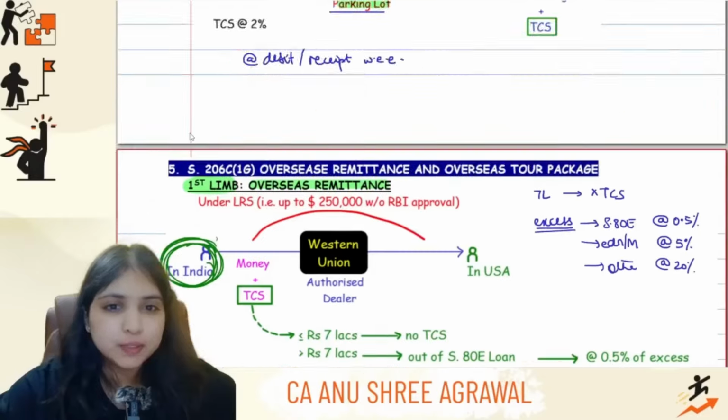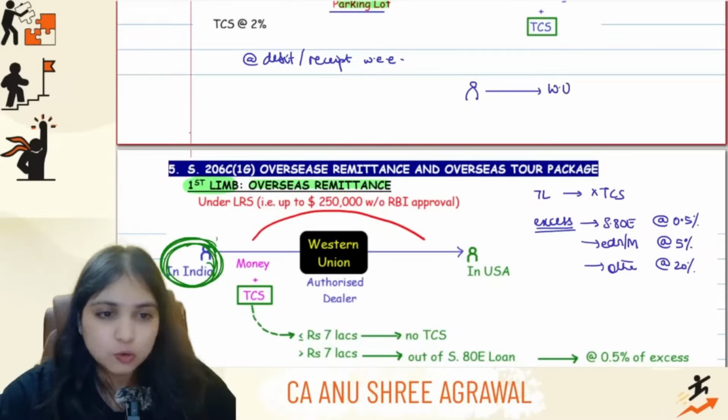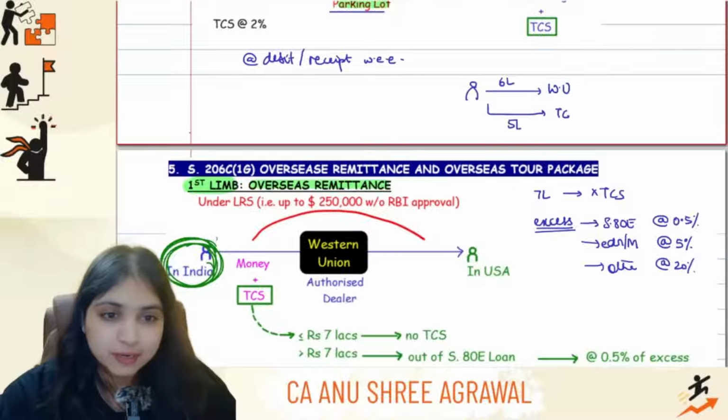No. See, I'll give you a numerical example to help you understand better, okay? So we have this person, Mr. Blue. He's making an overseas remittance. Through Western Union, he's making an overseas remittance of 6 lakh rupees, let us say. Then through Thomas Cook, he's making again an overseas remittance of 5 lakh rupees.